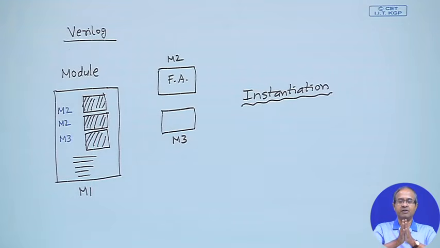So, recall the example that we showed you earlier of a 4-bit ripple carry adder. There we had instantiated a full adder 4 times, so that 4 copies of those full adders were included in our ripple carry adder design. Okay? Fine.